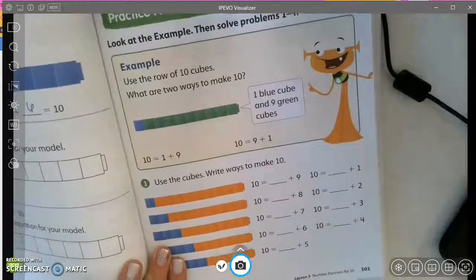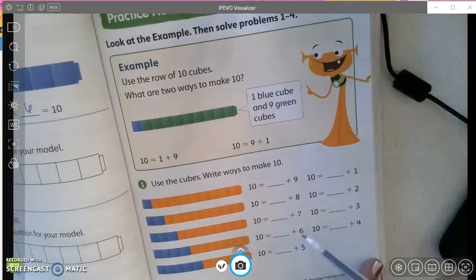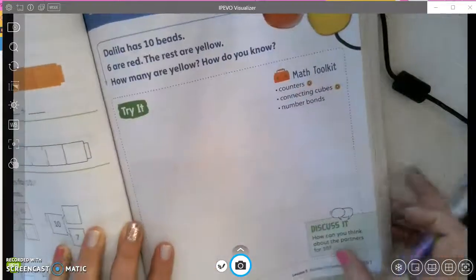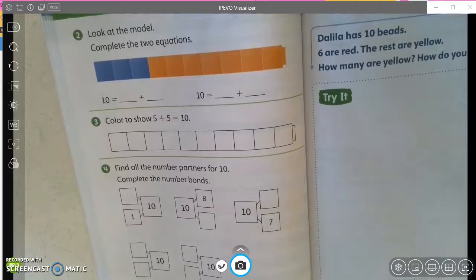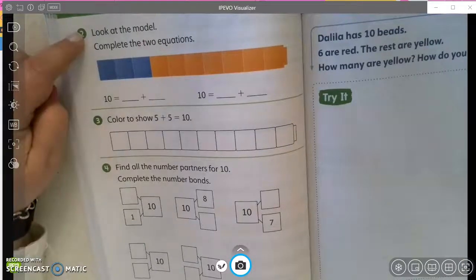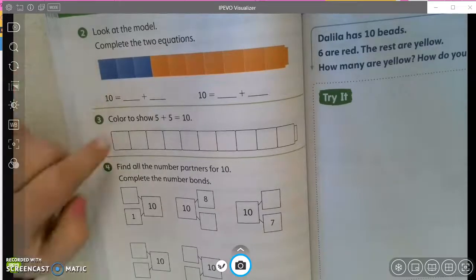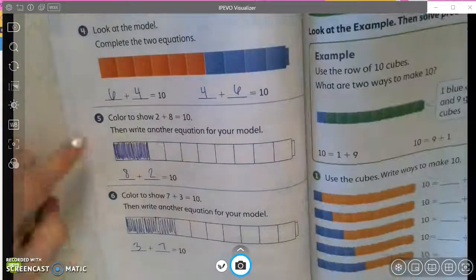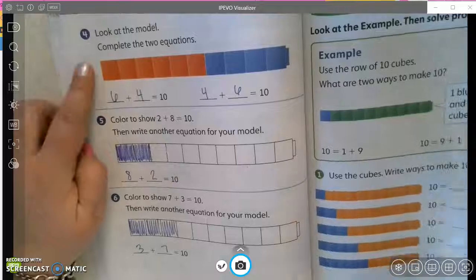We are going to do some practice. This page we've done. If you want to do it for extra practice, you can do that. But the page that I want you to do is 102. I want you to do page 102. Up at 2, you're writing 2 different equations for this model. You're going to color this model. So number 3 is just what we did for 5 and 6. Number 2 is what we did for number 4 right here.